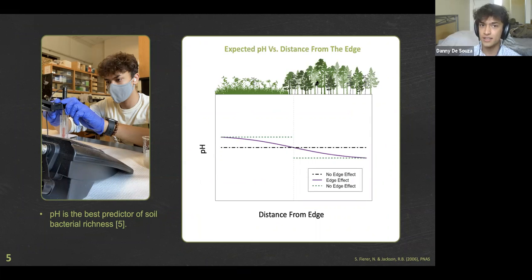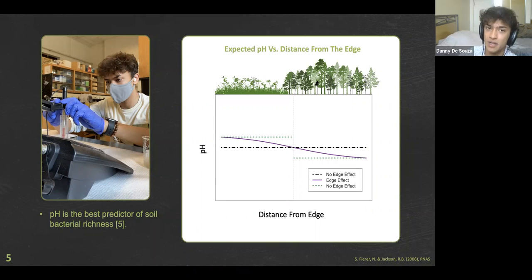The figure on the right details our expected results. The x-axis shows distance from the edge, with the edge being represented by the vertical dotted line. And the y-axis illustrates pH going from low at the bottom to high on the top. We expected to see an edge effect in pH with the rate of change dependent on the distance from the edge, dipping lower into the forest than the meadow due to the acidity of pine needles. And this is illustrated by the solid purple line.